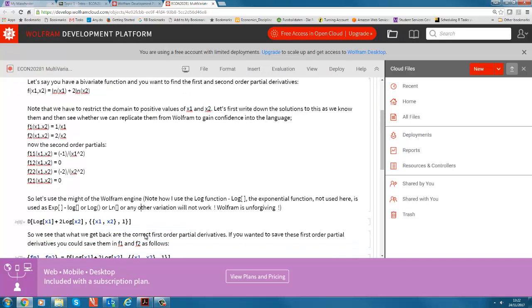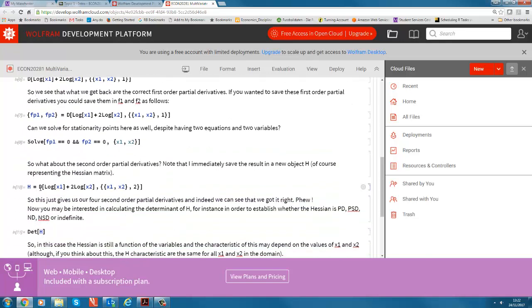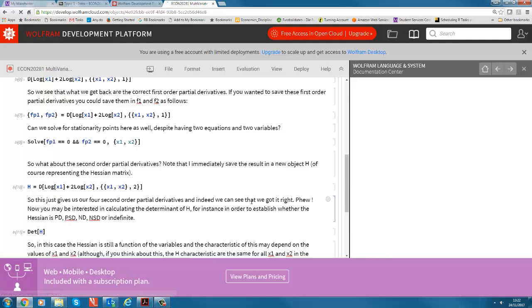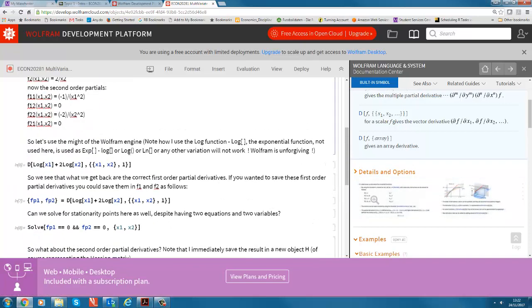So here is our function, log x1 plus 2 times log x2. If you want to find derivatives, you already know from the univariate problem that the function we use is the D function. By the way, when you hover over it, you sometimes get this, and you can find information for that function, and you can find some help on how to apply it.